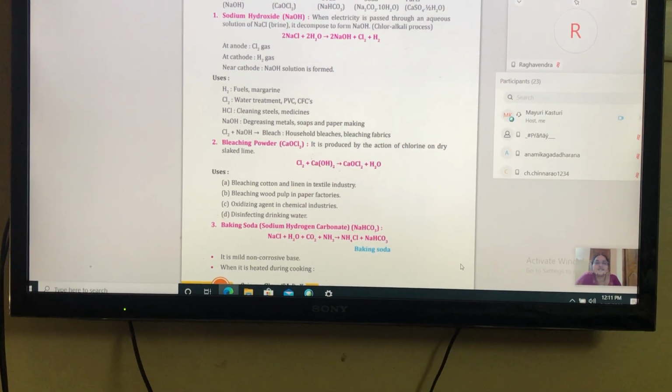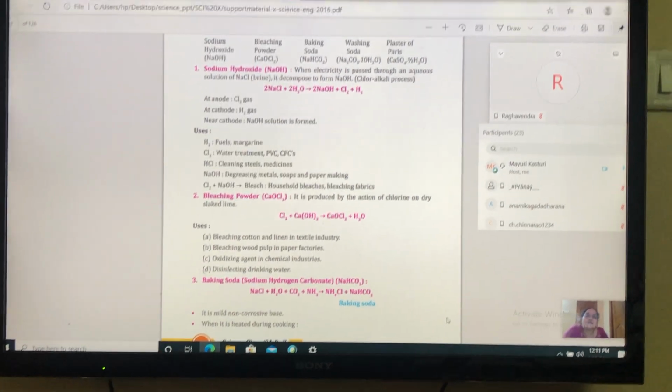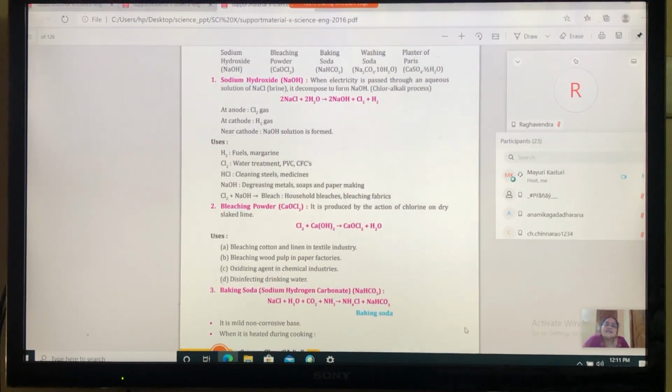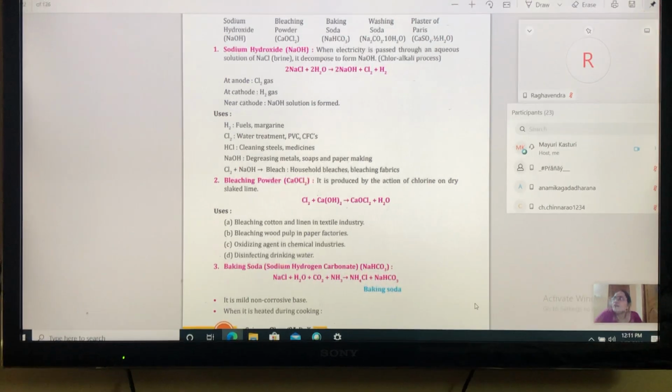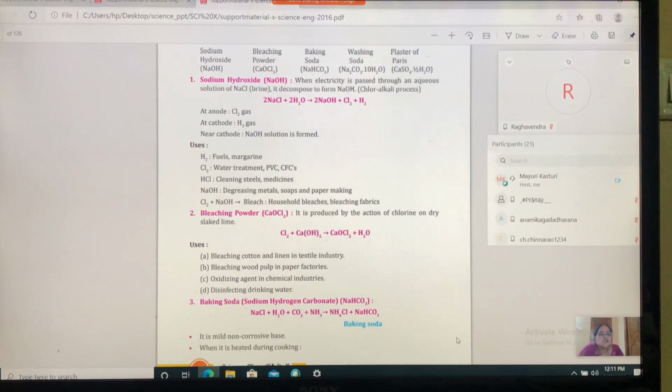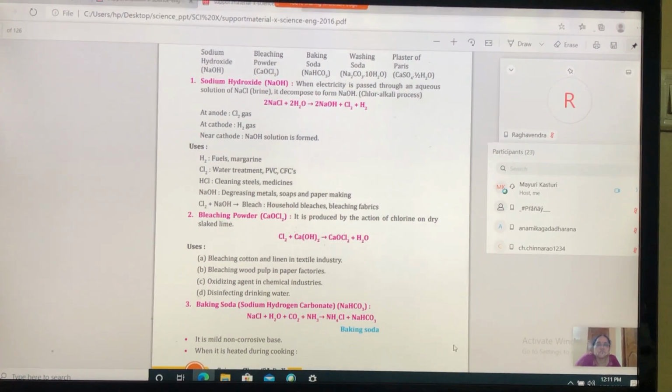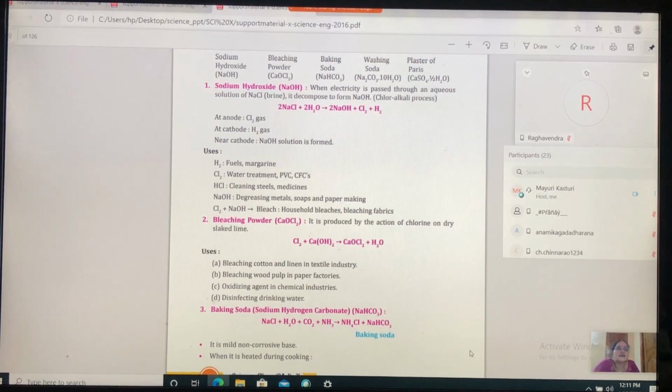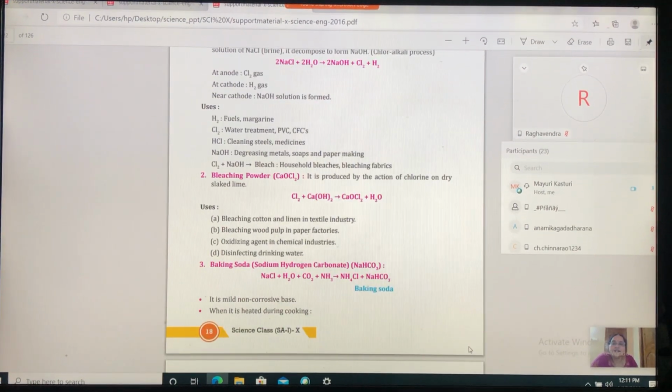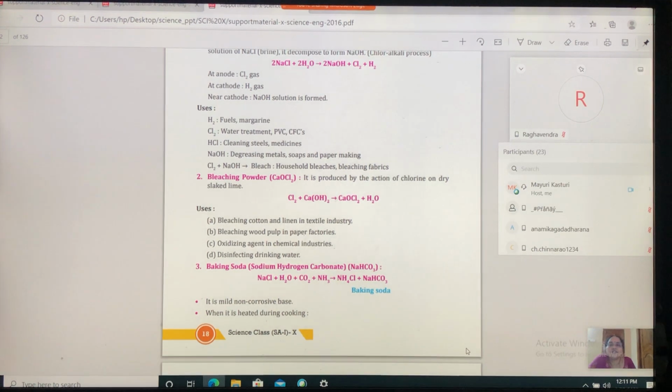This is also a 3 marks question. Otherwise, name the chemical, write the chemical formula of bleaching powder. What is the chemical formula of bleaching powder? CaOCl2. Now the third one, baking soda.